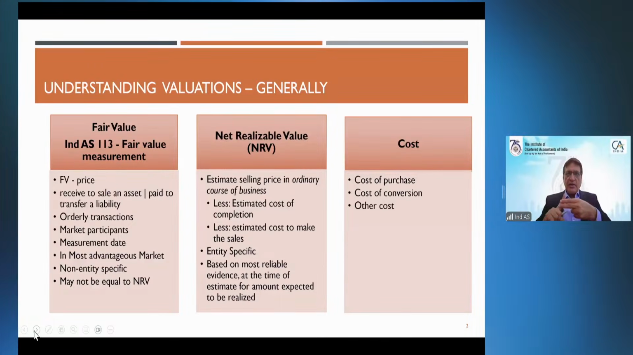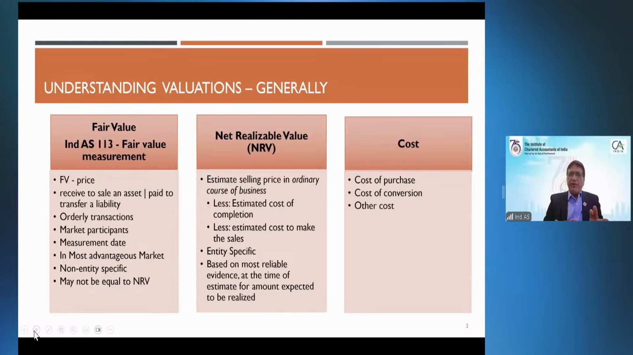In India's, there is another standard which is given as 113, which gives us the principles with regards to fair value measurement. This fair value measurement is basically a fair price. The key aspect of this fair price is that it has to be in an orderly transaction between informed market participants in the most advantageous market on the measurement date. That means it is not entity specific. So anybody can sell in the open market. It is not where I am only selling, there could be hundreds of other people selling.